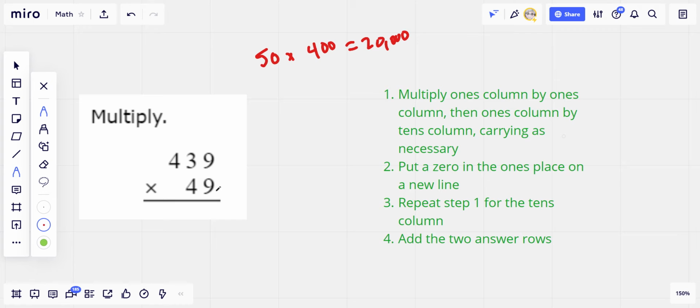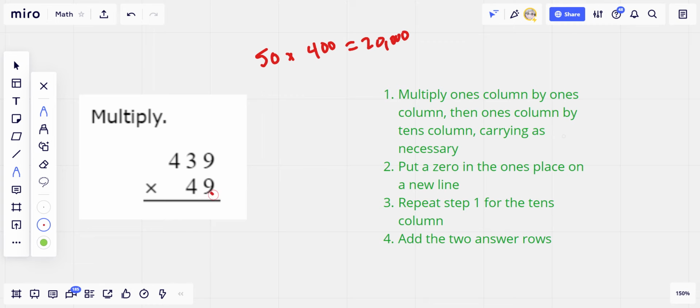I think it's going to be more than 20,000 because while I rounded this 49 up to 50, which is only one away, the 439 rounding down, that's a lot to go down. So it's probably going to be more than 20,000. But let me show you how to get this exact answer without a calculator. These are skills we've worked on before.